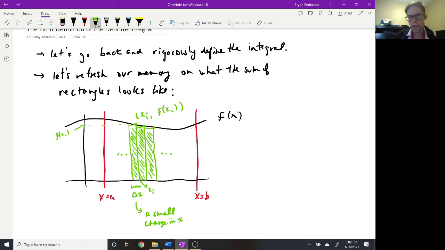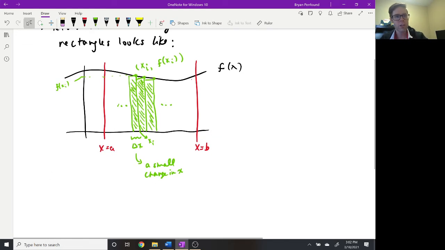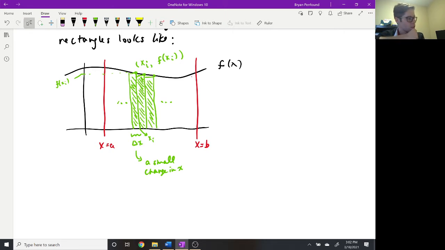Remember that the idea here is that all of these rectangles have a width of delta x, and provided we know where the x value is along the x-axis, I can evaluate the height of these rectangles, and they all come out being f of x high. But f of x, of course, depends on the value that we've chosen along the x-axis. Okay, so a little summary.